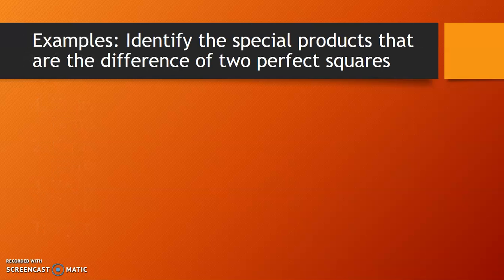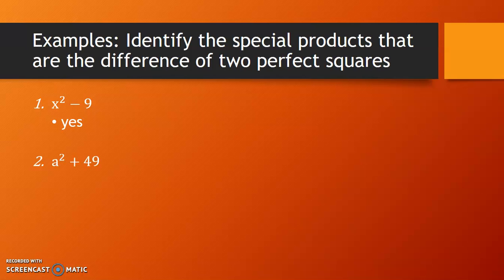So what we're going to start with is just some examples where all we do is identify if they are the special product, so if they are the difference of two perfect squares. I'm just looking for a yes or no answer here. So if I look at x squared minus 9, if I try to square root x and I try to square root 9, I should get x and 3, and then there is a minus sign in the middle, so this one should be a yes.